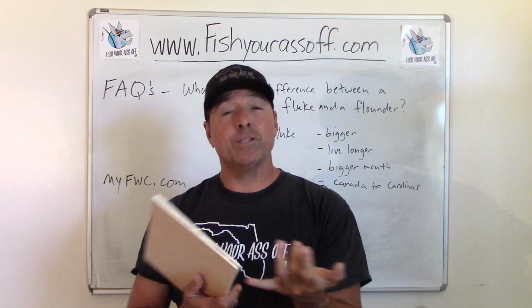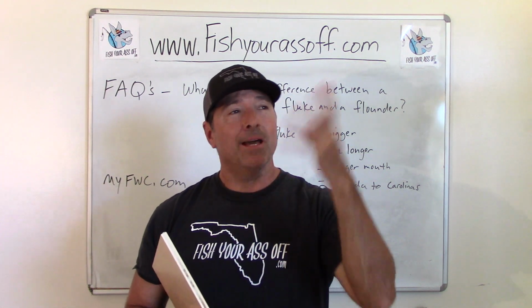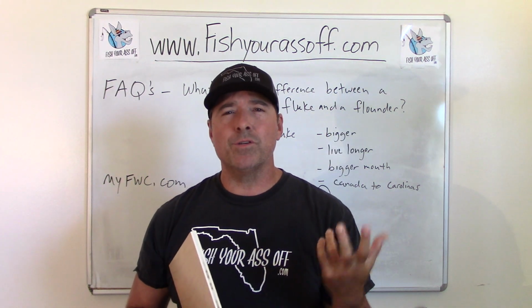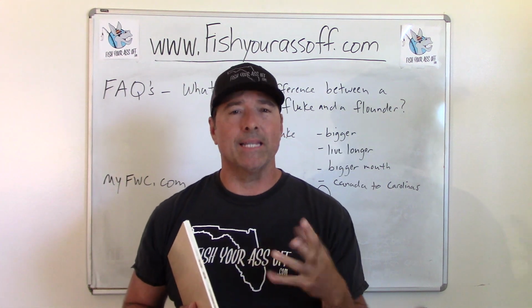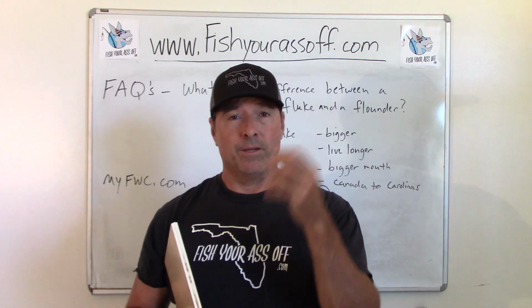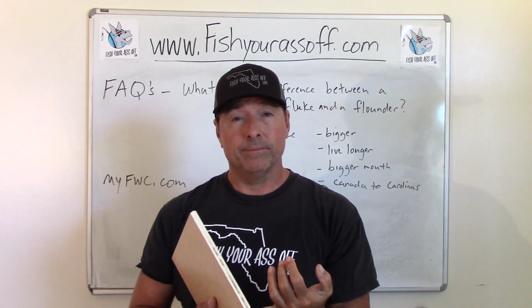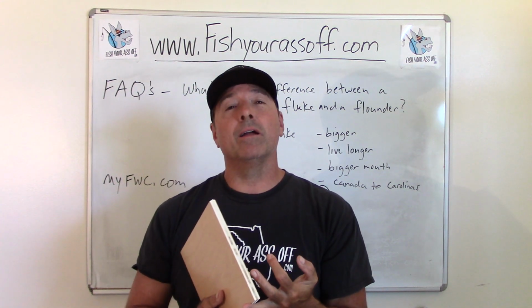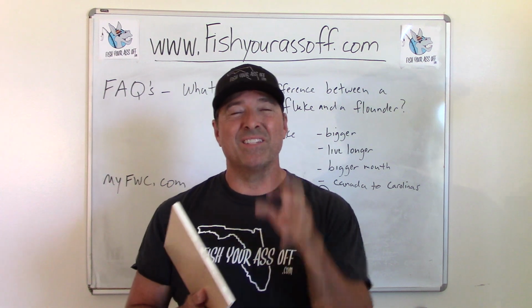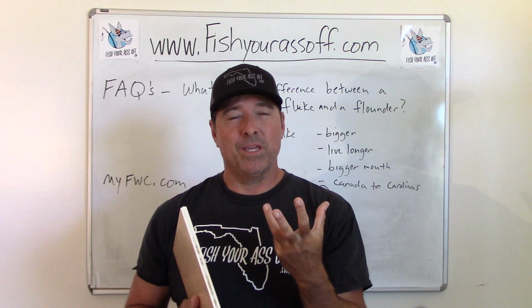A fluke, first of all, lives further north. I think they catch them all the way up to Nova Scotia and all the way down to the Carolinas at least. They might even be in Georgia, go down as far south. A fluke, they get bigger, flukes do. They live longer, and they also have a larger mouth, so they look more toothy when you catch a fluke.